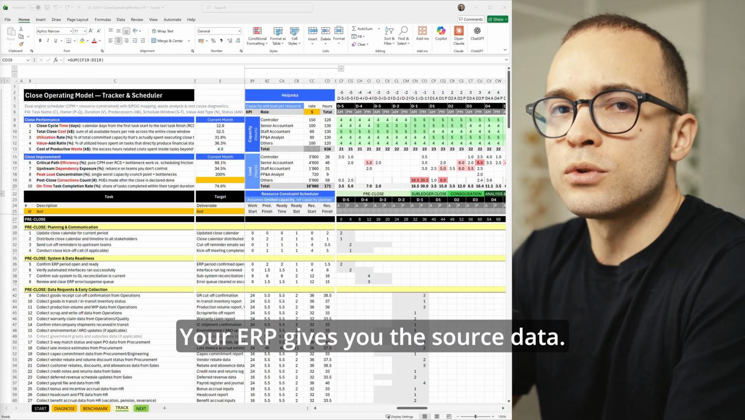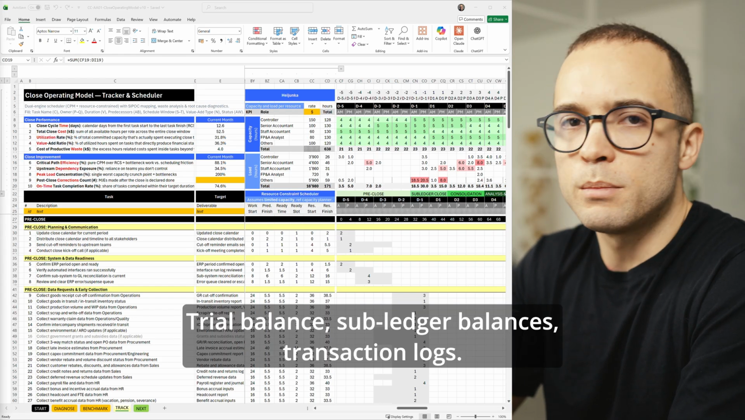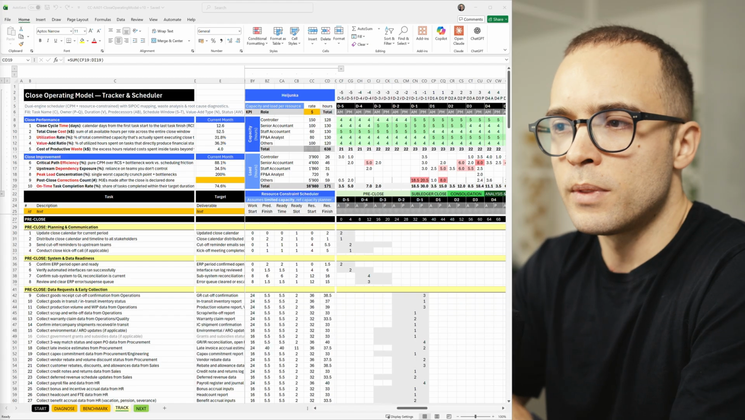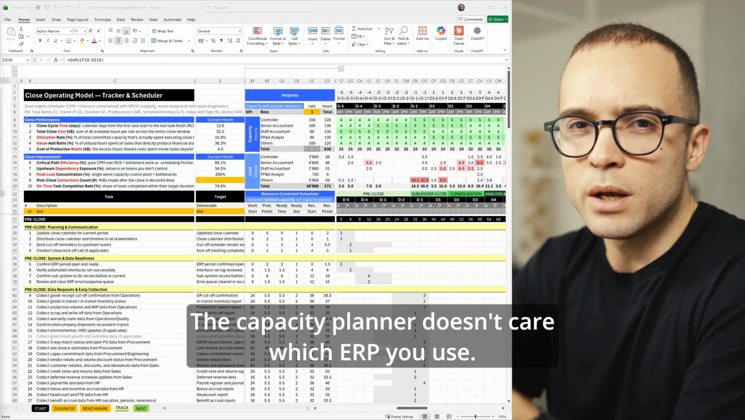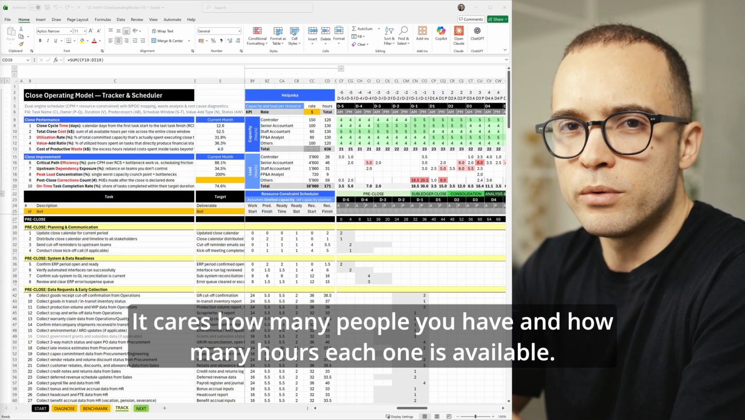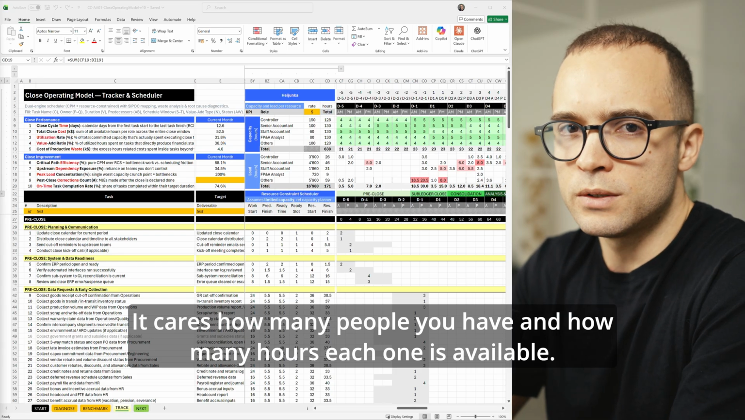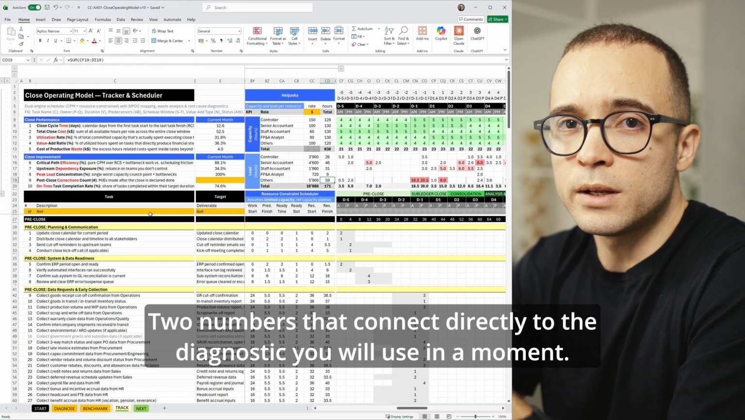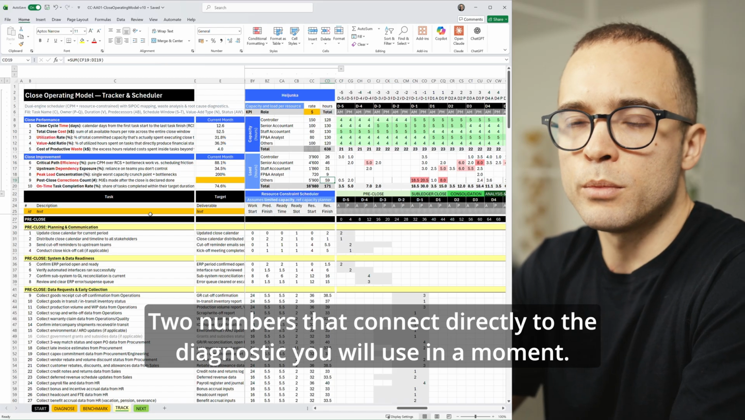Your ERP gives you the source data: trial balance, sub-ledger balances, transaction logs. The capacity planner doesn't care which ERP you use. It cares how many people you have and how many hours each one is available. Two numbers that connect directly to the diagnostic you will use in a moment.